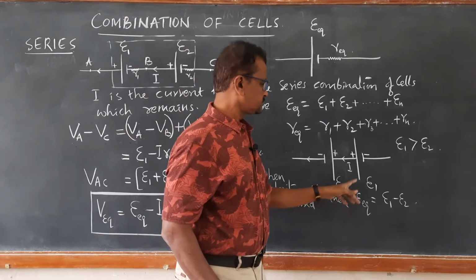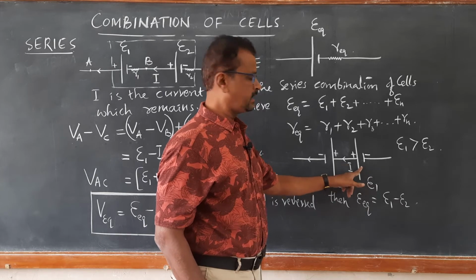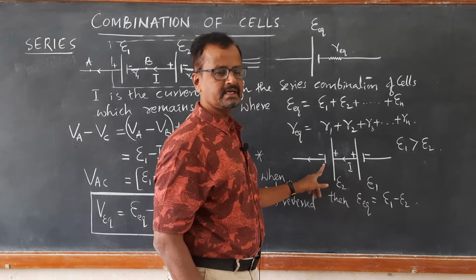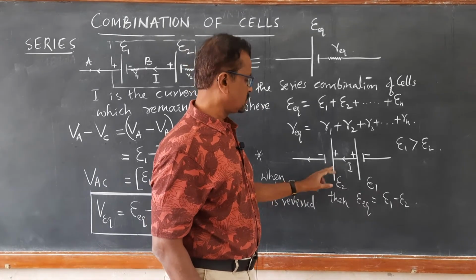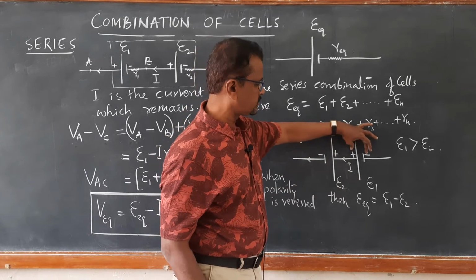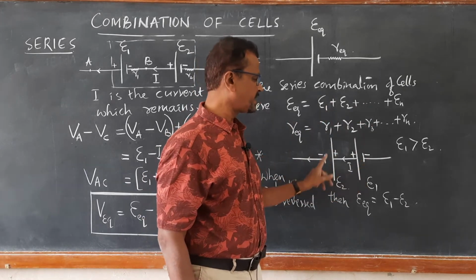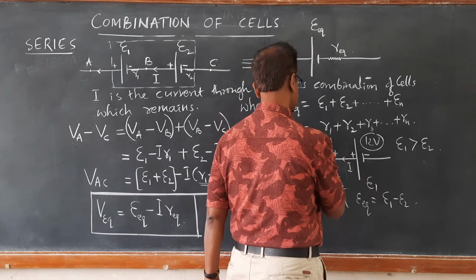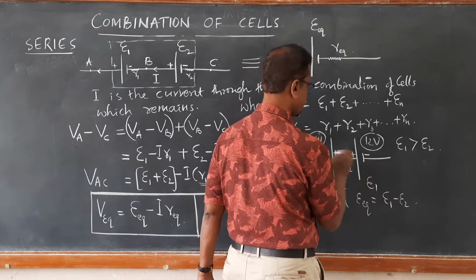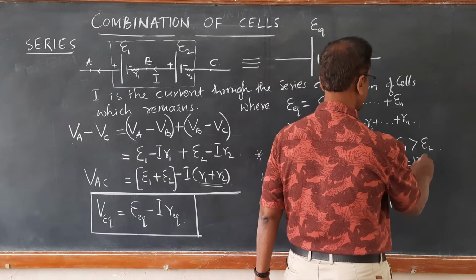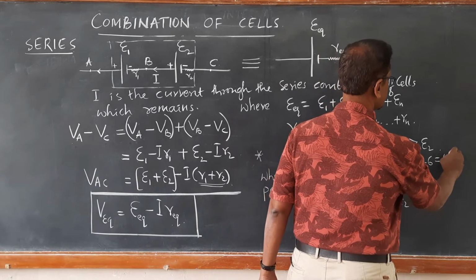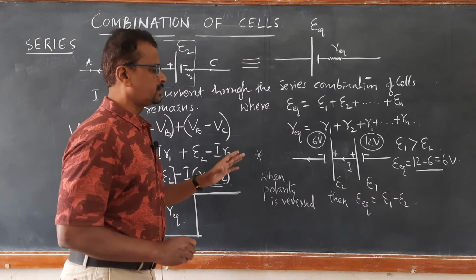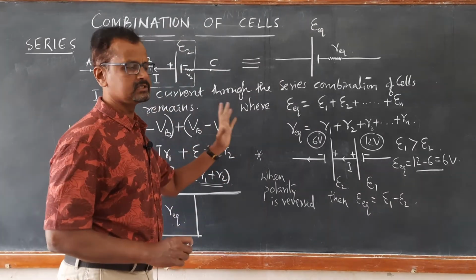But what happens here? Here you see the current is leaving from the positive terminal and entering into the positive terminal of the second cell and leaving out from the negative terminal of the second cell. So this is 6 volt and this is 12 volt. So the net voltage becomes 12 minus 6. If this is 12 volt and this is 6 volt, then E equivalent in this case becomes 12 minus 6, that is 6 volt. This is how we need to calculate the equivalent EMF of the cells in series combination.